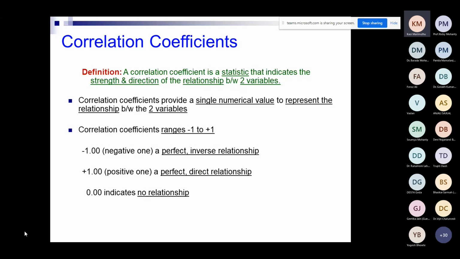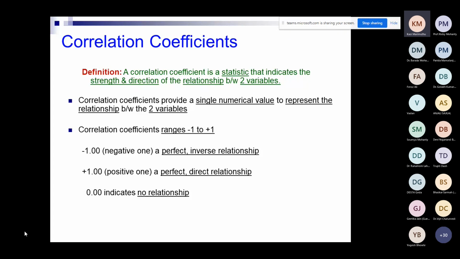Correlation actually is nothing but a statistic that indicates the strength and direction of the relationship between 2 variables. Whether the variables are positively related or negatively related, and if yes, how strong the 2 variables are related. It will provide a single numerical value. We call it the Pearson correlation coefficient in parametric, a single numerical value to represent the relationship between the 2 variables.